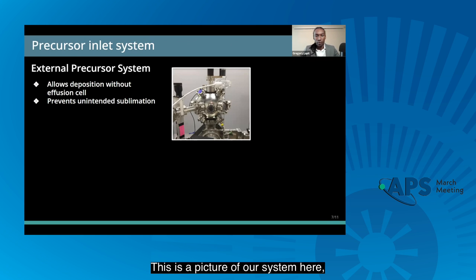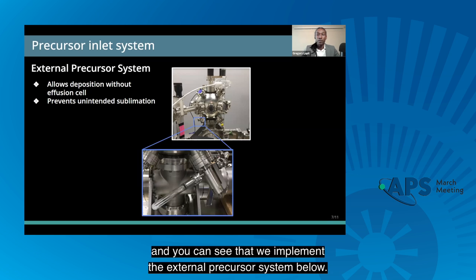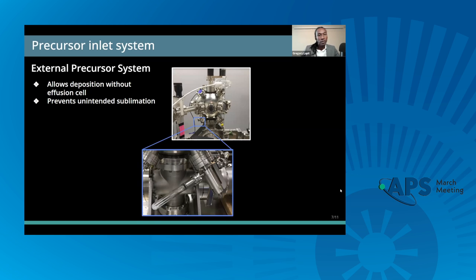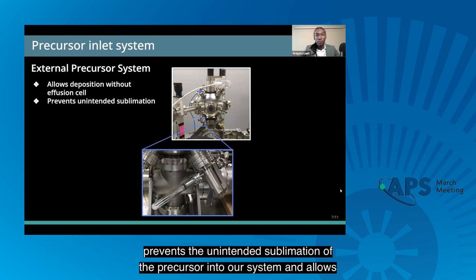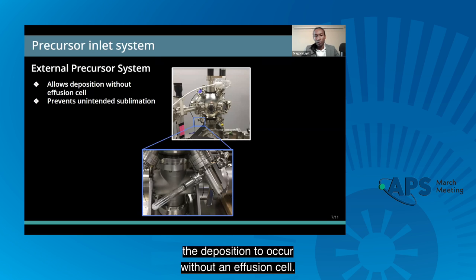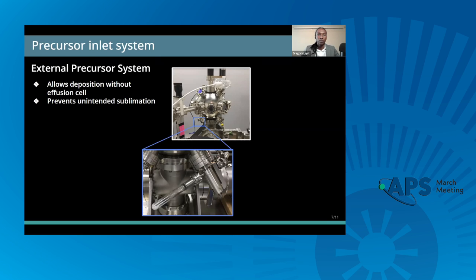This is a picture of our system here. And you can see that we implement the external precursor system below. This again prevents the unintended sublimation of the precursor into our system and allows the deposition to occur without an effusion cell.